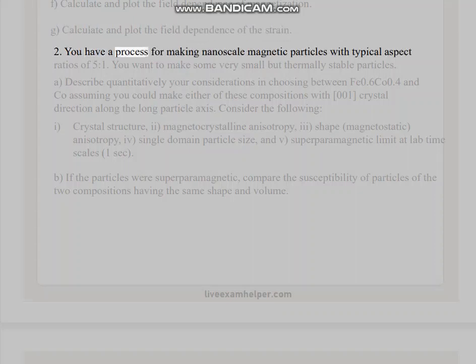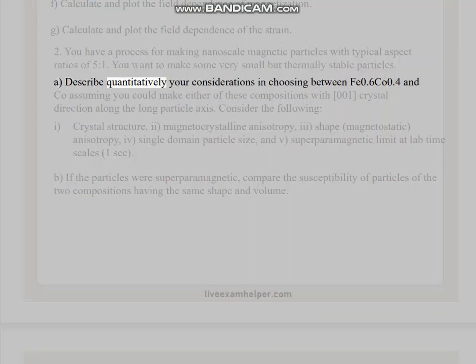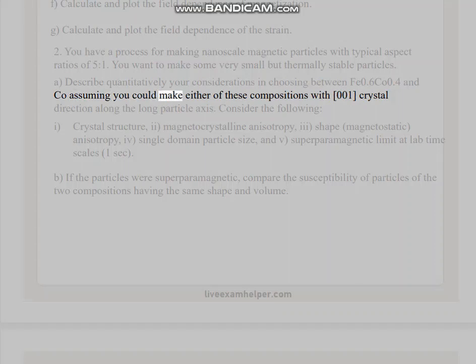2. You have a process for making nanoscale magnetic particles with typical aspect ratios of 5:1. You want to make some very small but thermally stable particles. A. Describe quantitatively your considerations in choosing between Fe0.6Co0.4 and Co, assuming you could make either of these compositions with the 001 crystal direction along the long particle axis.